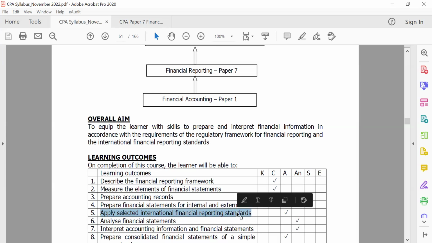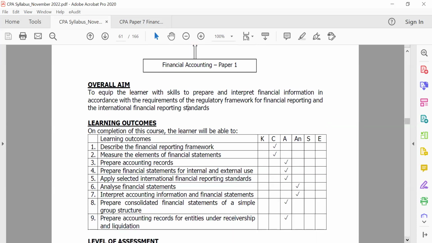So we have quite a number of standards here that we are going to be able to look at, especially when it comes to this paper. There are quite a number, and we are going to see them even as we proceed in the detailed syllabus. And then the other is to analyze financial statements.